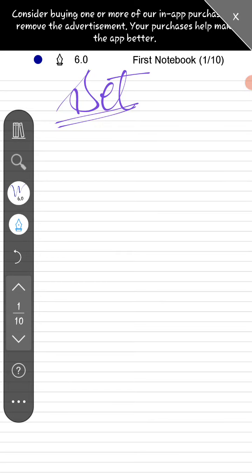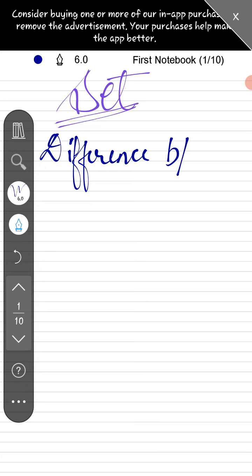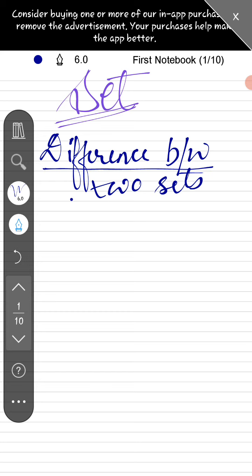We are discussing the operations on sets, in which we have already done the complement of a set, union of sets and intersection of sets. Now today we have to do the difference between two sets. I will tell you a little bit about this, but with an example we can understand more easily.